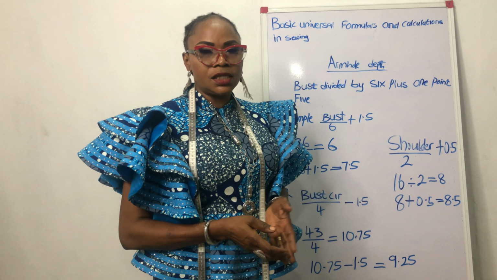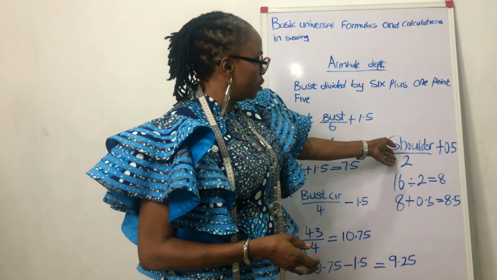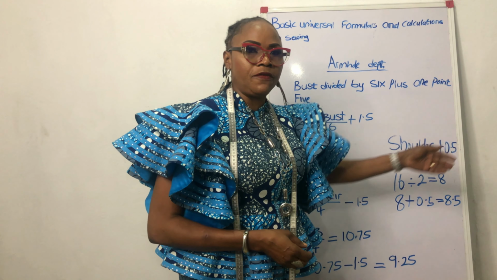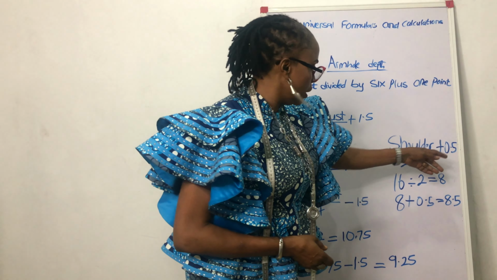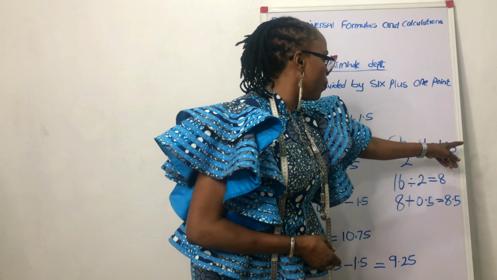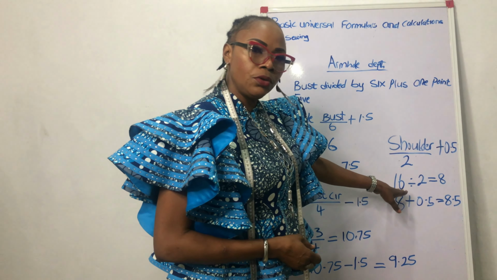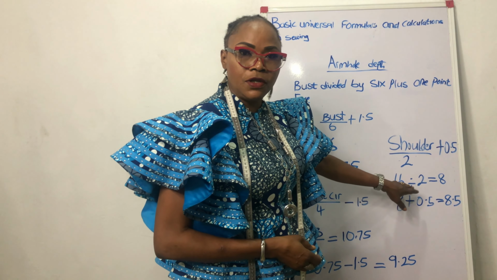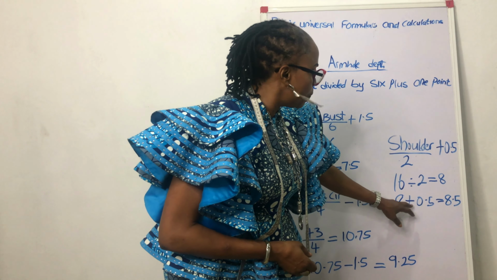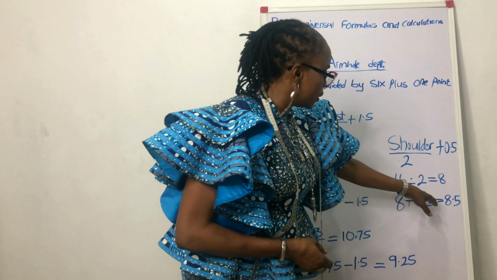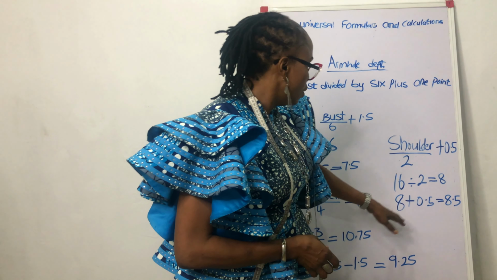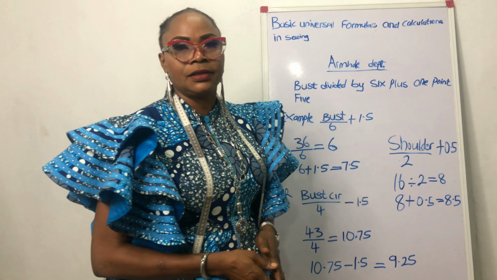The third way of getting armhole depth is your shoulder measurement divided by 2 plus 0.5. You can see it boldly here. For example, if your shoulder is 16, you divide your shoulder by 2. It will give you 8. Your 8 plus 0.5 is equal to 8.5. That is the armhole depth for this shoulder of 16.